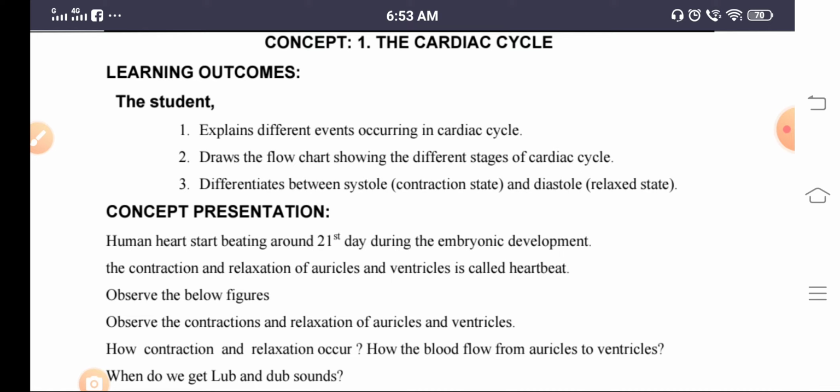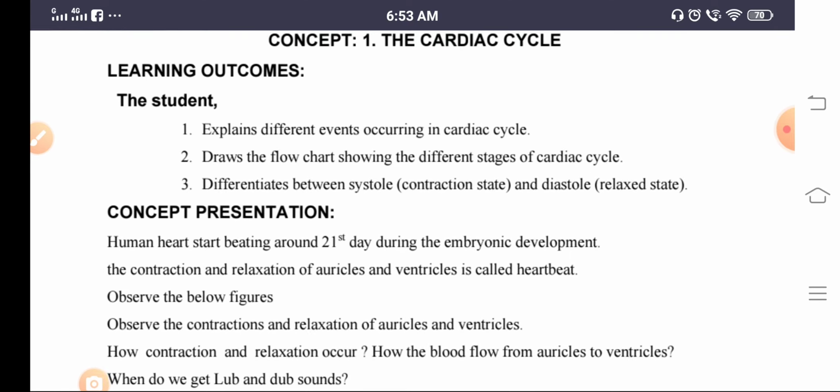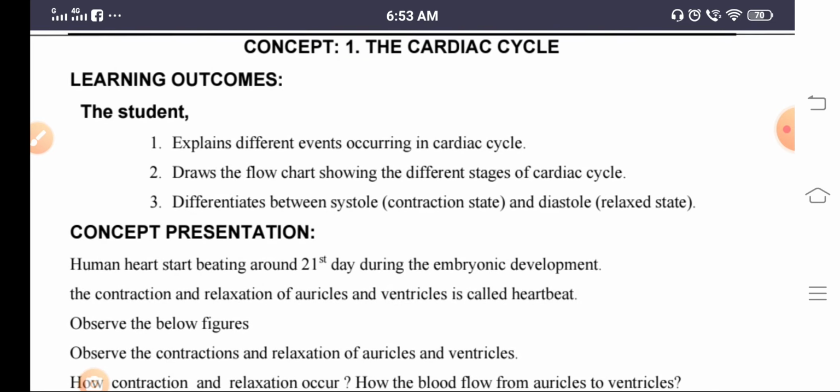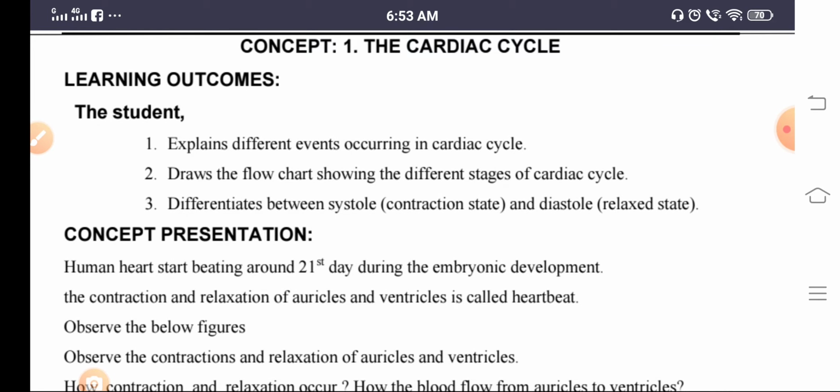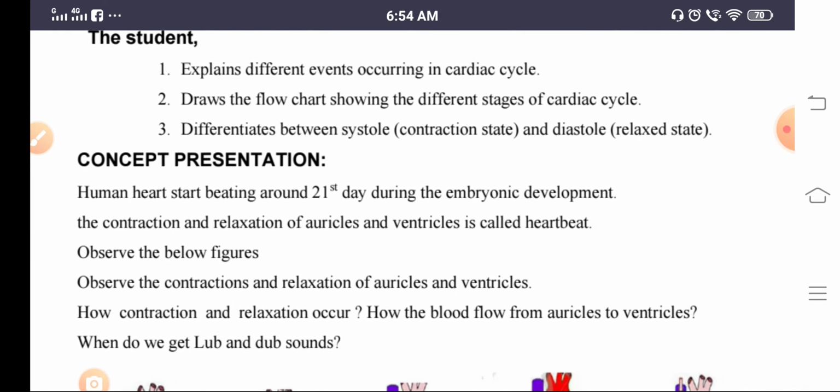In continuation, in the previous class we discussed the lymphatic system. So today we are discussing the cardiac cycle. Now, what are the outcomes? After learning the cardiac cycle, what will the students learn? The first point is that the student explains the different events occurring in the cardiac cycle, draws the flow chart showing the different stages of the cardiac cycle, and differentiates between systole and diastole.